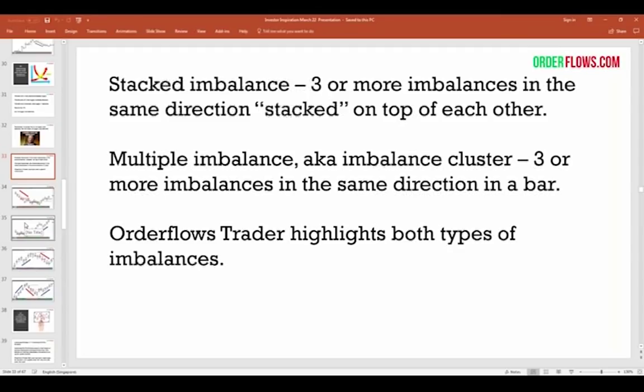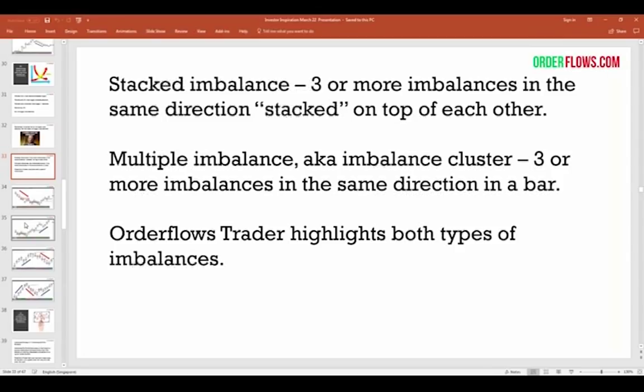Well, there's something in order flow imbalances called stacked imbalances. It's when you have 3 or more imbalances in the same direction, stacked one on top of the other on top of the other. That's a stacked imbalance.